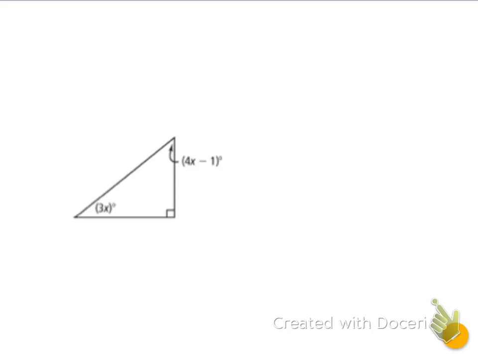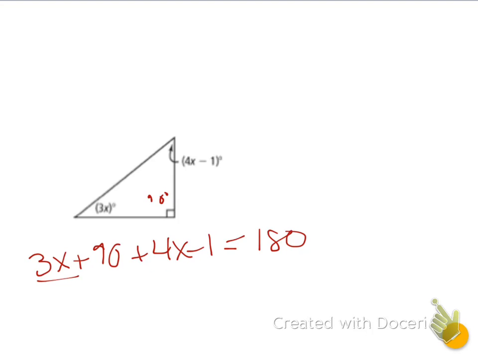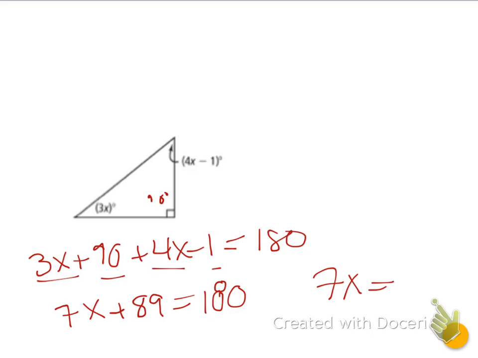Okay, so all angles in a triangle should add up to be 180 degrees. We know that that little square there means it's 90 degrees, so I'm going to take 3x plus 90 plus 4x minus 1 and set it equal to 180. So 3x plus 4x is 7x, 90 minus 1 is 89. Subtract 89 from both sides, so I'll get 91, divide by 7, x should equal 13.